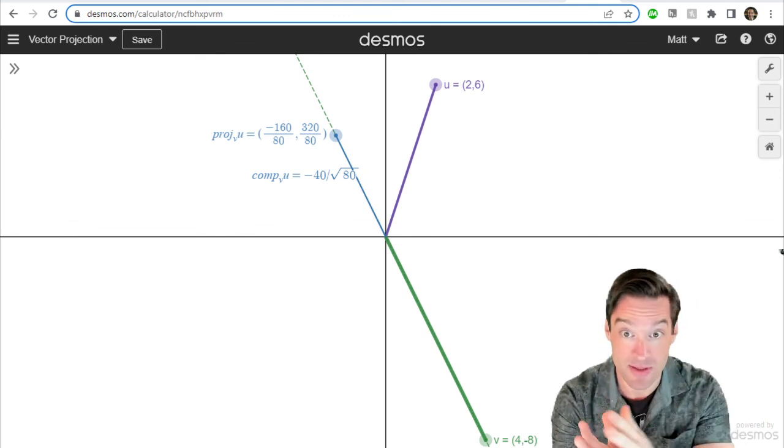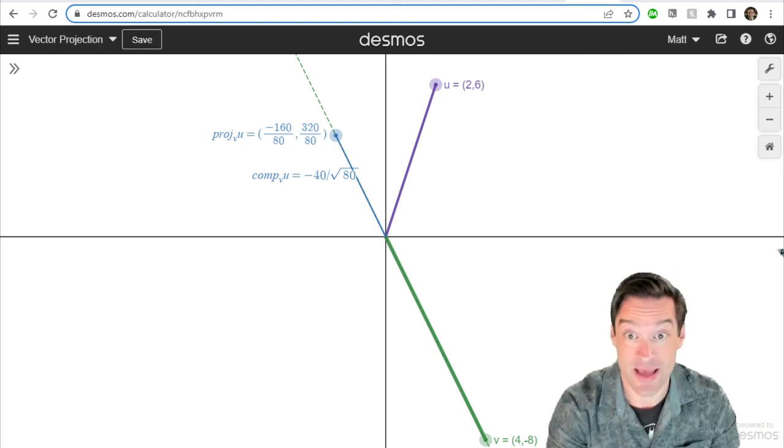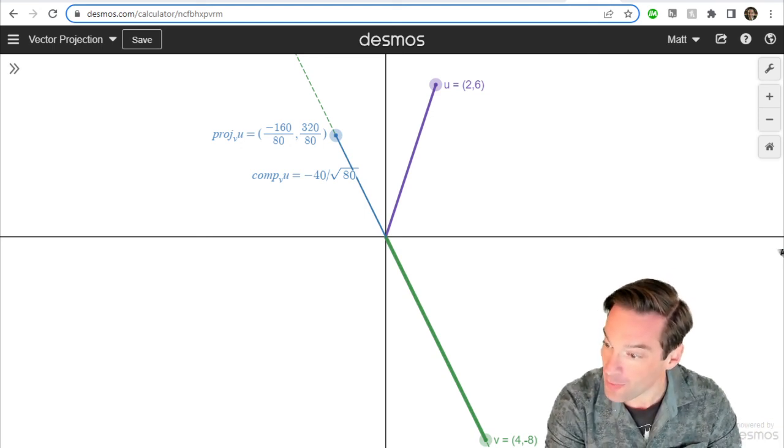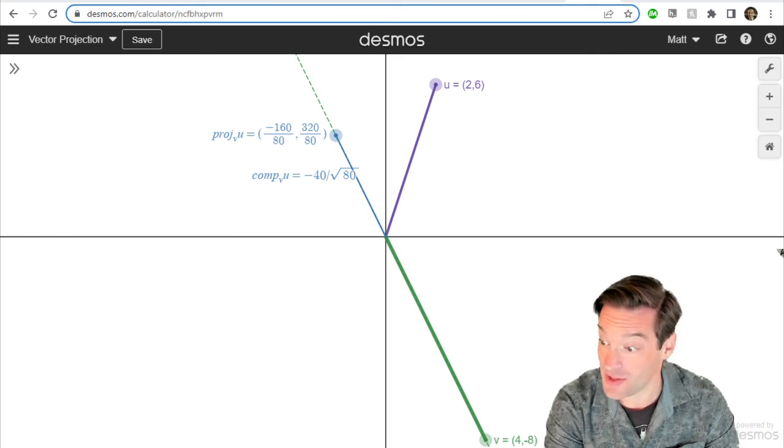How much of this thing is in the same direction as that other thing? And that's what projection helps us to answer. So that will wrap up our dot product conversation for today.